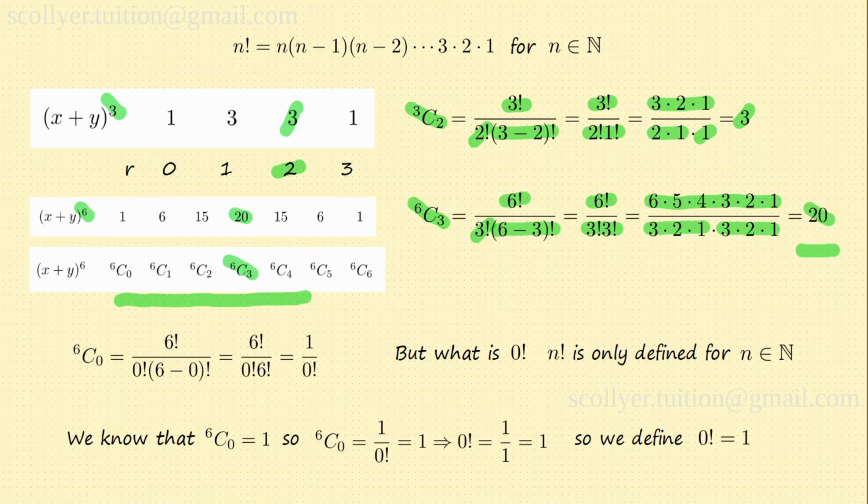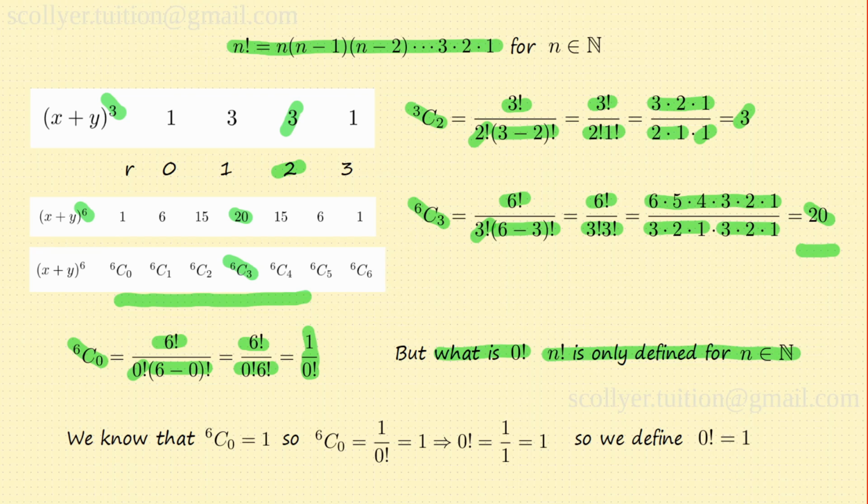Now let's look at 6C0. From the definition, that becomes 6 factorial over 0 factorial times 6 minus 0 factorial. That turns into 6 factorial over 0 factorial times 6 factorial. The 6 factorials cancel to give us 1 over 0 factorial. But we now have a problem. What is 0 factorial? n factorial is only defined for n in the set capital N, which are the numbers 1, 2, 3, 4, 5 up to infinity, and the definition is this. That does not work for 0.